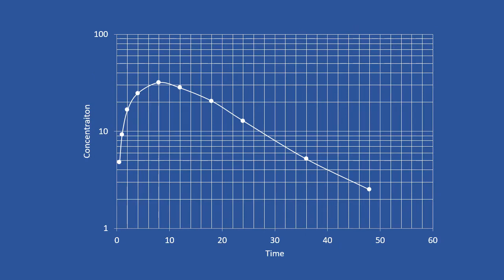This is the graph you should get. We know that by calculating the gradient from this point to this point, you can calculate the elimination rate constant Ke. However, when you need to calculate the absorption rate constant Ka, you need to perform additional steps. First of all, you need to place your ruler and draw an extrapolated line. And then you need to identify the concentration here corresponding to this time point over here.